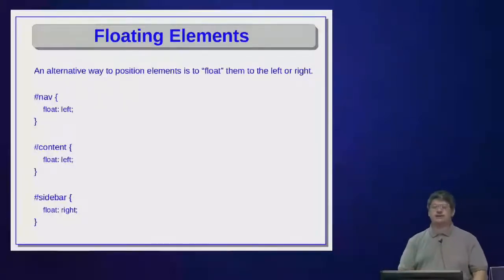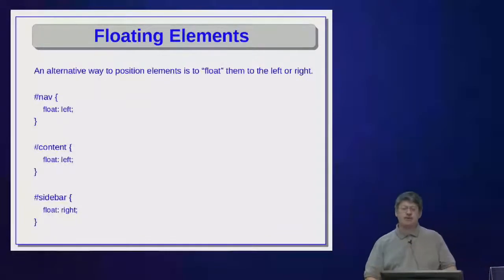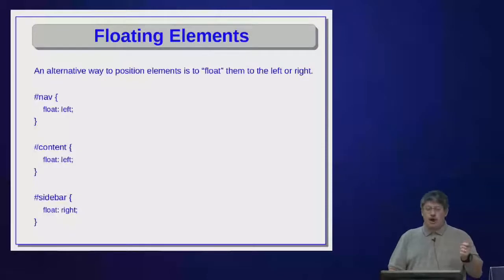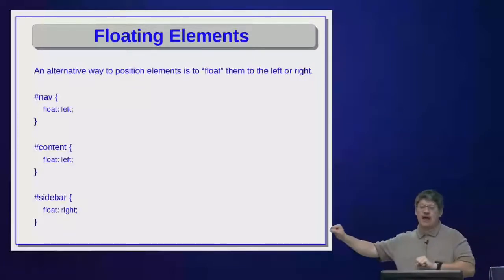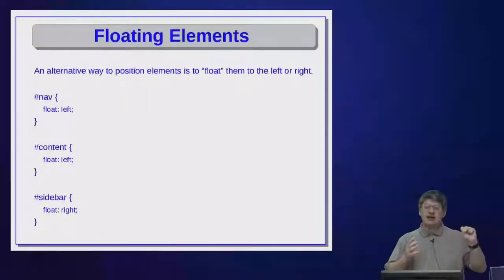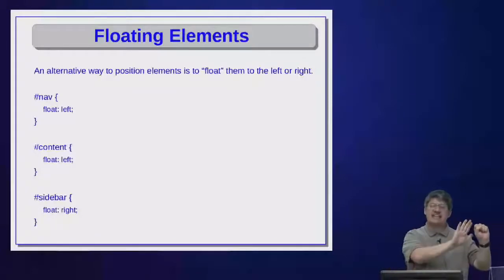So another way to do layout is to use what are called floating elements. And the idea here is really simple. We're going to use the float property to tell the browser to take an element out of the normal layout algorithm. So all the other elements will still be laid out top to bottom, left to right, but this one won't be. Instead, it's going to take it and put it as far to the left or to the right as it can.